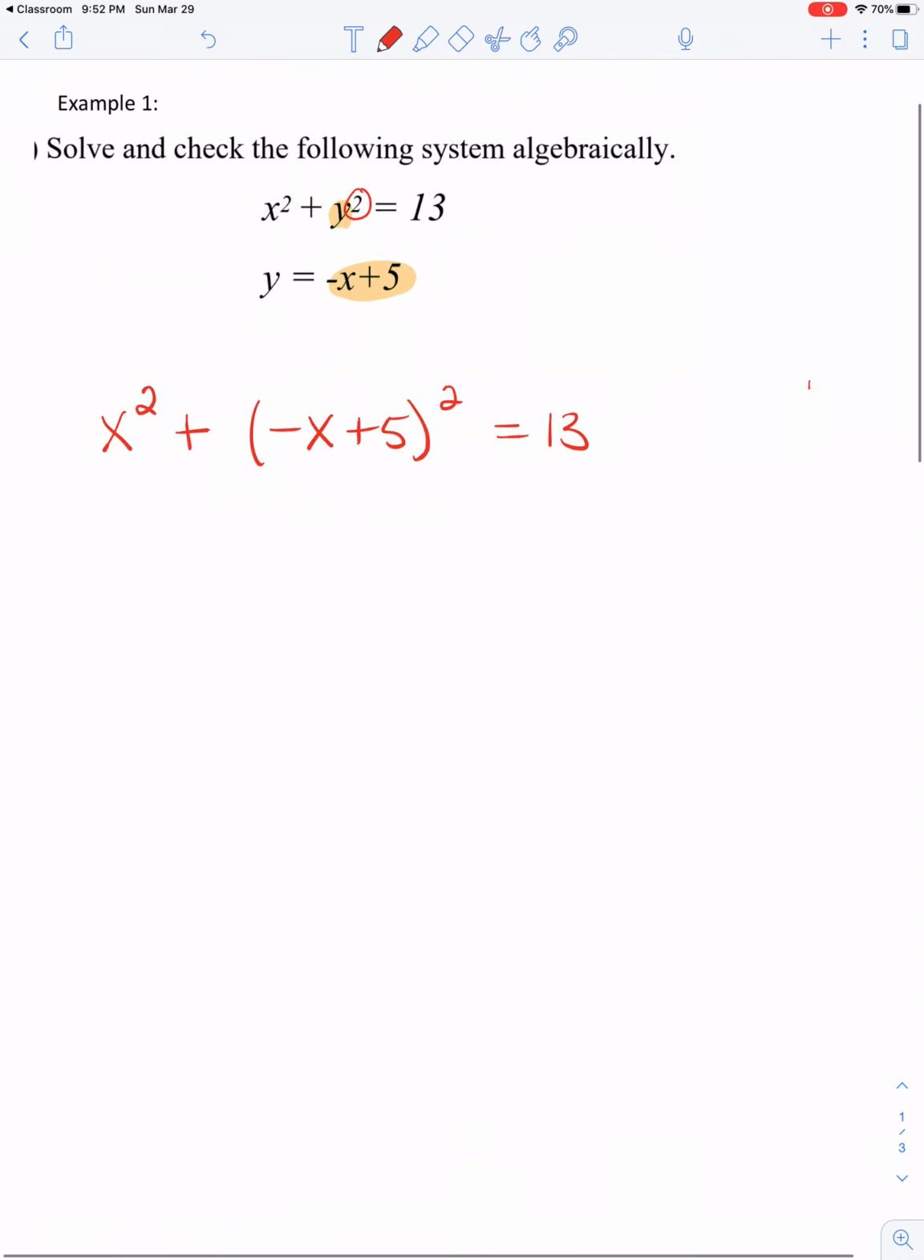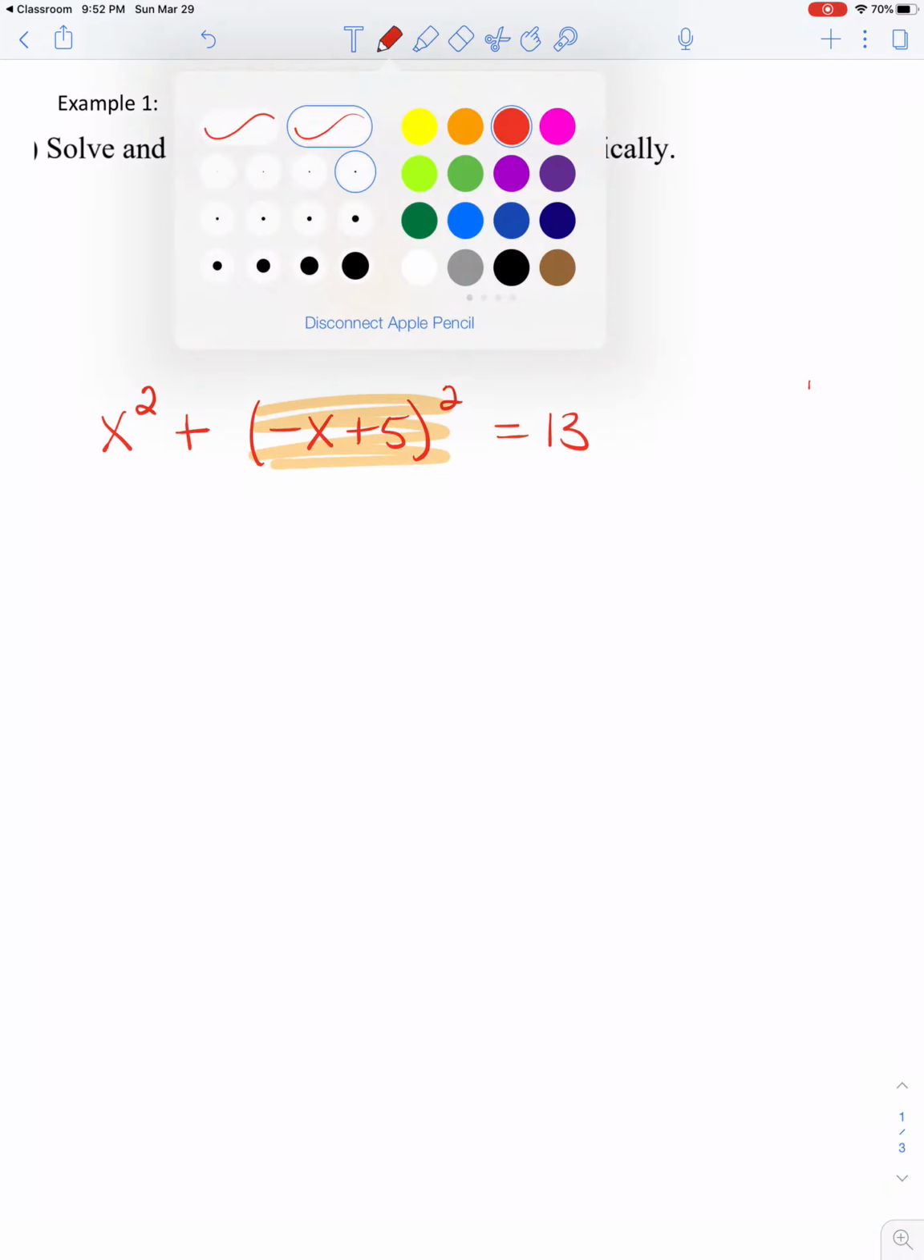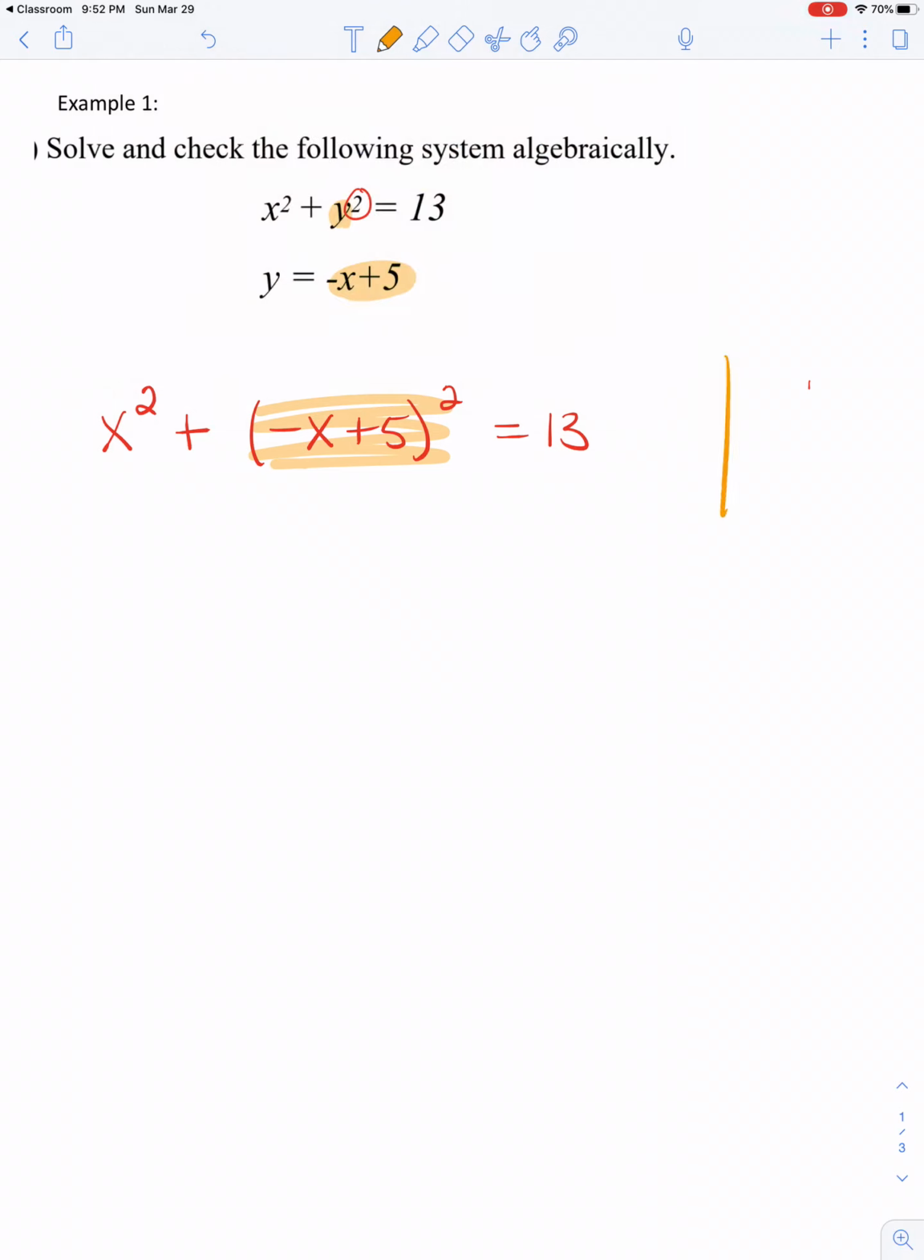Now, before we could solve, I need to simplify this part that has a squaring the binomial. How do we square a binomial? Yup, we're going to do the boxes. So I have negative x plus 5, negative x plus 5. So I get x squared, because the negative times the negative is still a positive. Positive times the negative, so we get negative 5x, negative x times 5, negative 5x, positive 25. So x squared, when I combine these two terms, negative 10x, and then the plus 25.